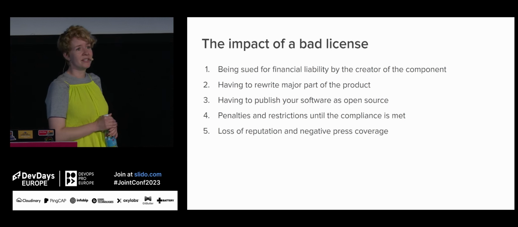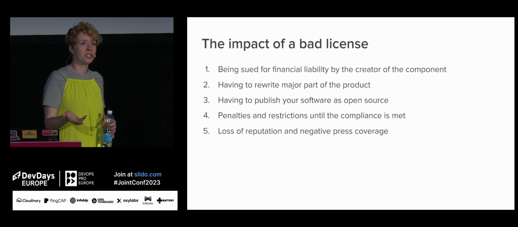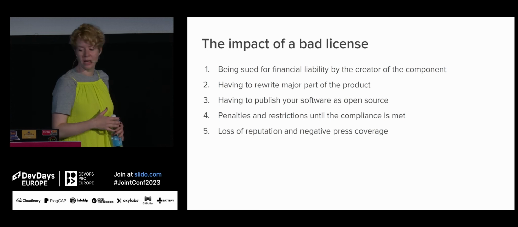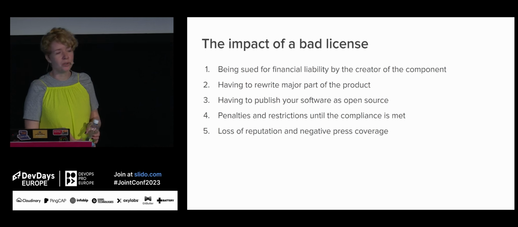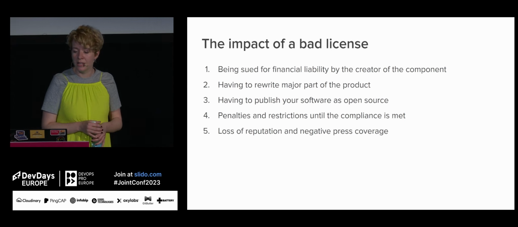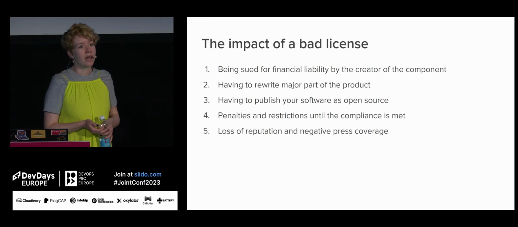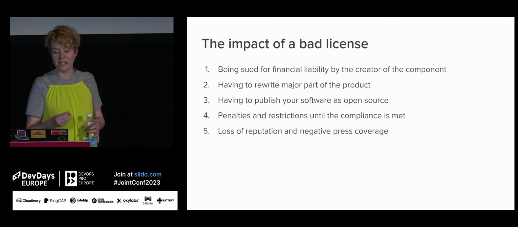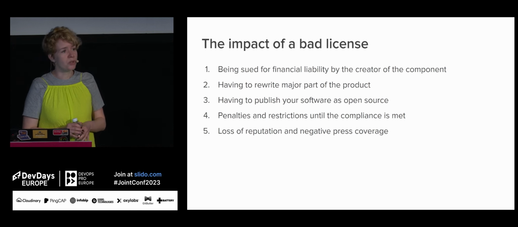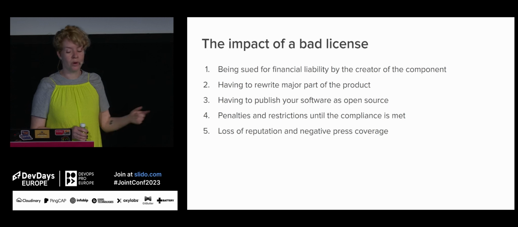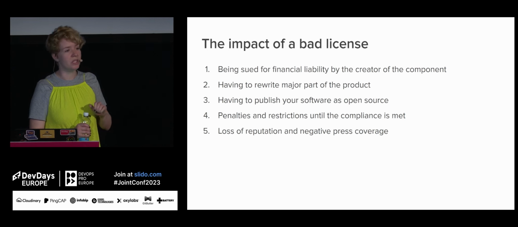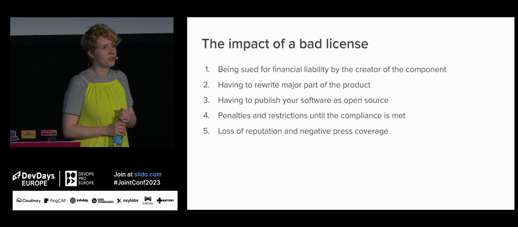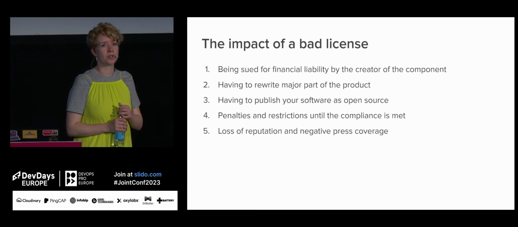Why? Because license litigation can end up forcing you to release your software under the license of a component that you're using in your code base. Other potential problems include being sued for financial liability by the creator of the component, and you might get bad press and a negative reputation. So shifting left dependency, but also license dependency management to the build or deploy stages prevents you from being non-compliant in production and maybe losing the trust of your customers.